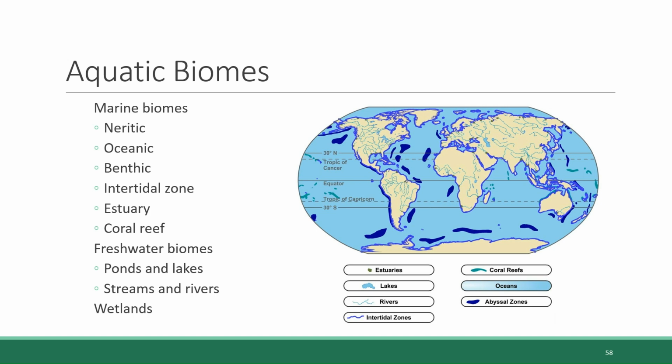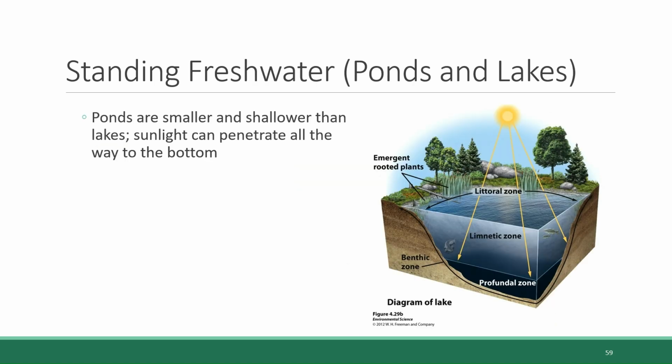So we just finished looking at marine biomes, and now we are going to move to freshwater biomes. Freshwater biomes are divided up into the standing freshwater biomes, which include ponds and lakes, and then the running freshwater biomes, which are the streams and rivers. We'll start with ponds and lakes first.